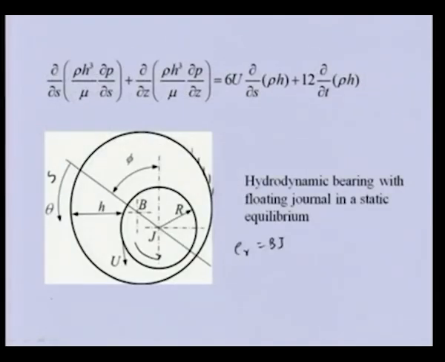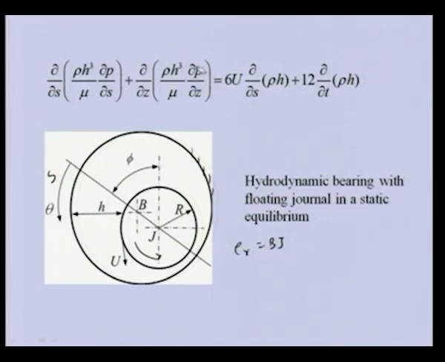Fluid is a simple Newtonian fluid with viscosity independent of the shear rate. The viscosity and the density of the fluid are constant throughout the bearing. So these are the basic assumptions for deriving this Reynolds equation. This is basically a partial differential equation. You can see P is the pressure inside the fluid, S is the circumferential direction, and Z is the axial direction. So the axial direction is the Z axis direction.